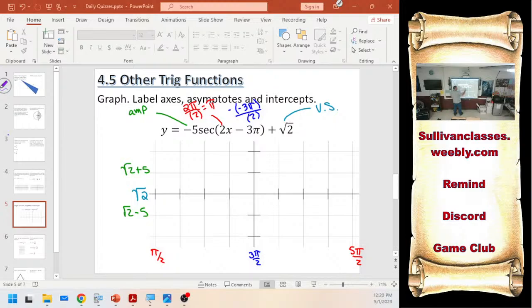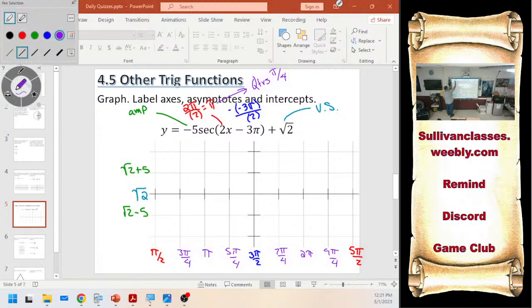My quarter marks are going to be pi over 4 increments. So I take 3 pi over 2, or 6 pi over 4, and keep adding pi over 4 increments, getting 7 pi over 4, 8 pi over 4, reduce it, 9 pi over 4, 10 pi over 4, reduce it, 5 pi over 4, 4 pi over 4, reduce it, 3 pi over 4, 2 pi over 4, reduce it.